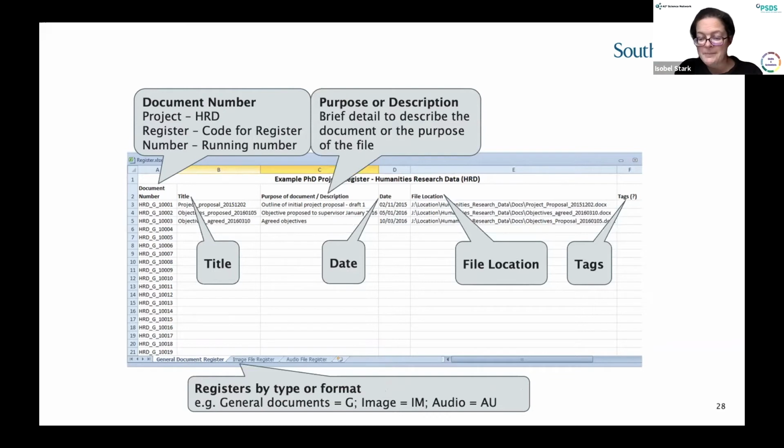The all-important where it's actually kept. And then you can add any number of tags. So it might be that you're talking for experimental data, you might want to have the batch numbers of the chemicals that you were using in particular experiments.